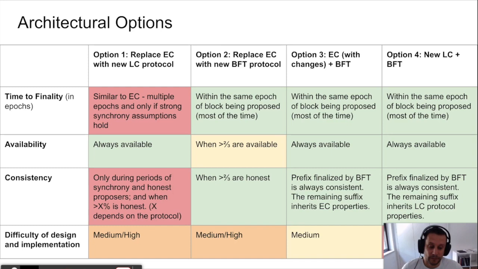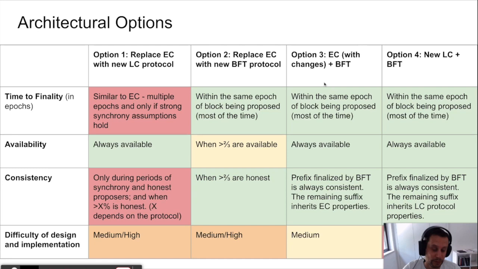The only issue with this approach is that it does not guarantee you availability. The progress of the chain, new blocks being added to the chain, stalls when more than 1/3 of the nodes is unavailable for some reason. And this might not be entirely desirable. There might be situations in which we want the chain to make progress even if the blocks are not final. Okay, and this does not give you that.